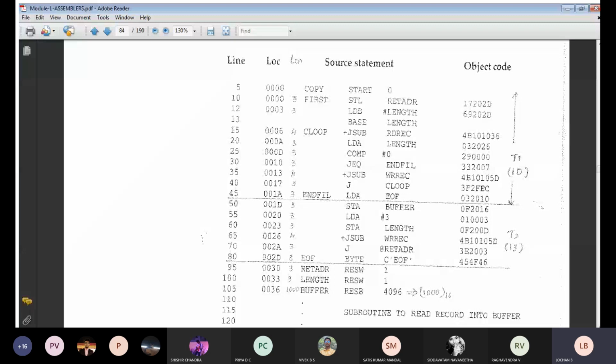So in the first one we get 0000. With respect to the next instruction, we add plus 3. That's why I'm going to get 0003. For the base, we will not give any address and we will not give any object code, like your starting and your ending. What about my next instruction? My next instruction is CLOOP plus J sub RD records. We will add plus 3 itself, and for the next instruction, I will add 4.